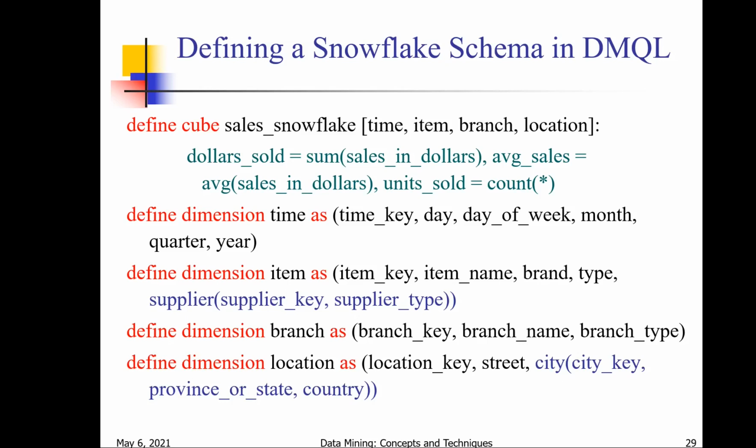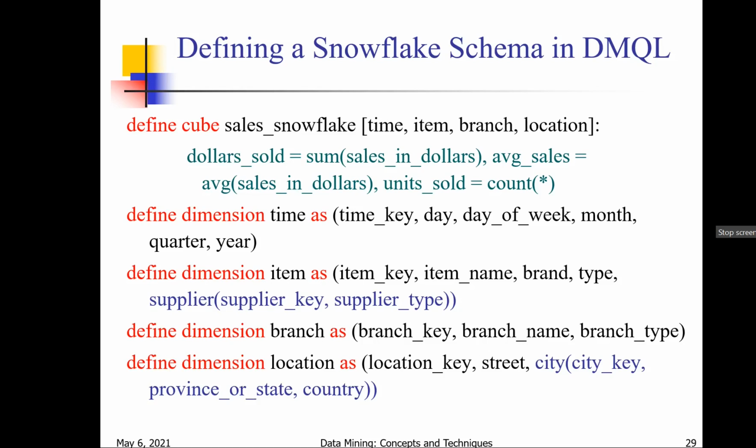We will write code like this: define dimension location as location key, street, city of city key, province or state, country. So these are the attributes for the city dimension table. So in turn it is nested in the location dimension table itself. So that is snowflake schema.